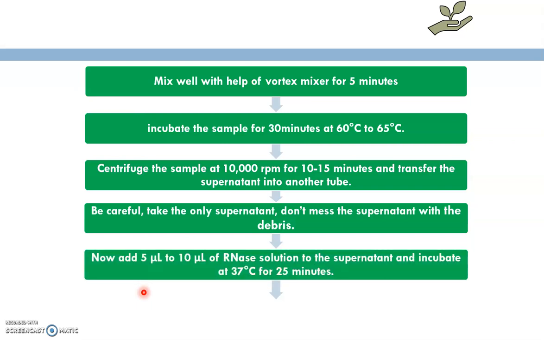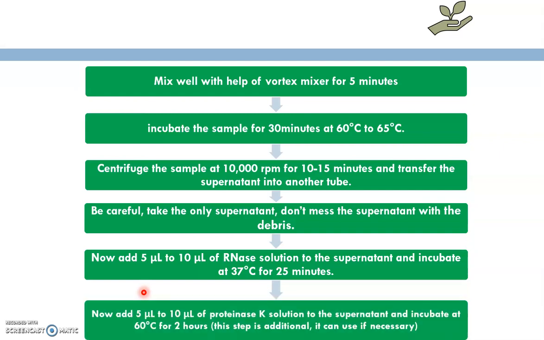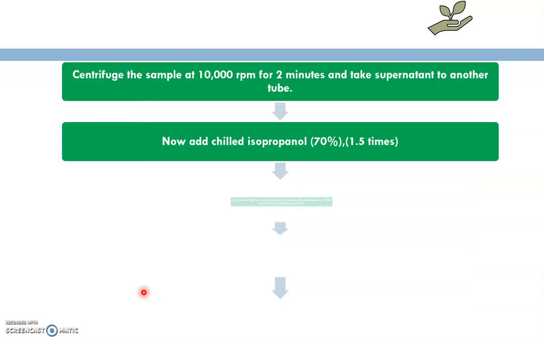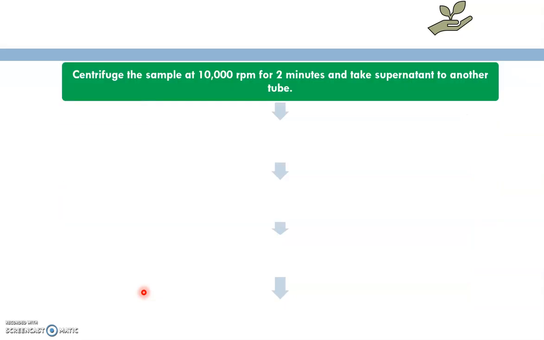Now add 5 to 10 microliters of RNase solution to the supernatant and incubate at 37 degrees centigrade for 25 minutes. Now add 5 to 10 microliters of proteinase K solution to the supernatant and incubate at 60 degrees centigrade for 2 hours. This step is additional. If it is required, then we can add the treatment of proteinase K. Now centrifuge the sample at 10,000 rpm for 2 minutes and take the supernatant to another tube.